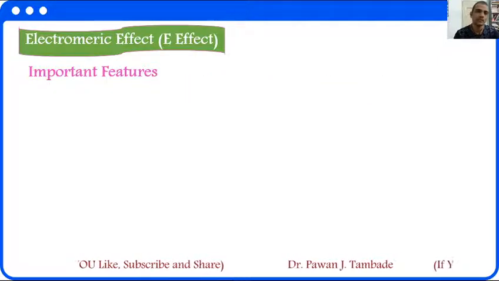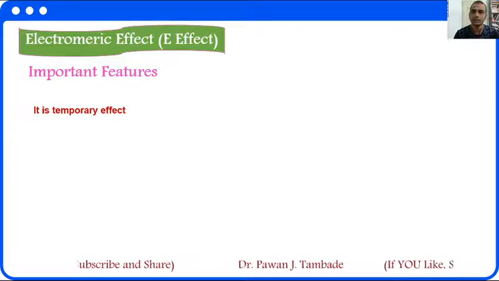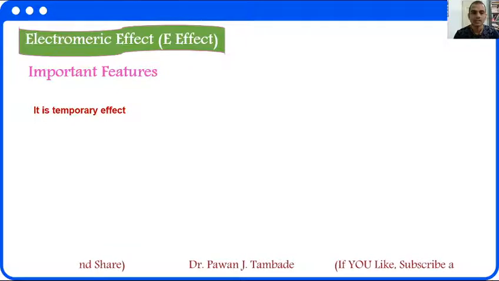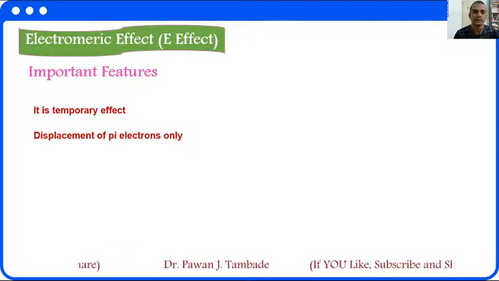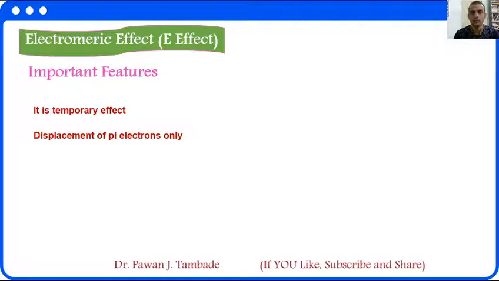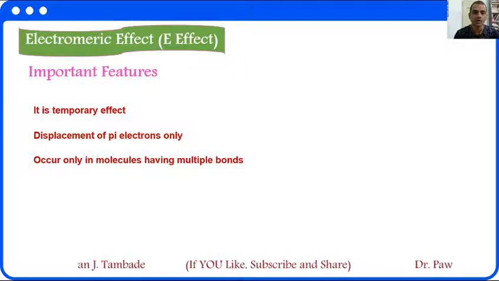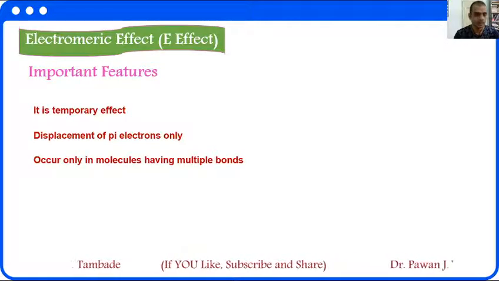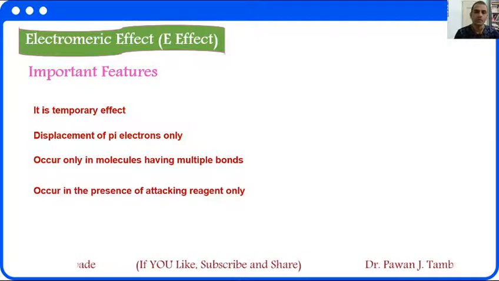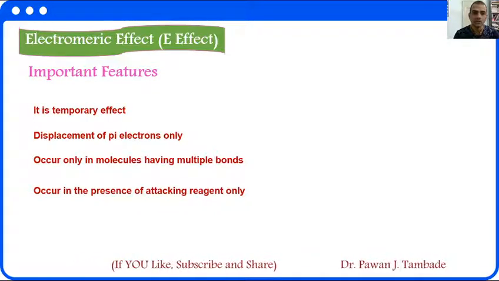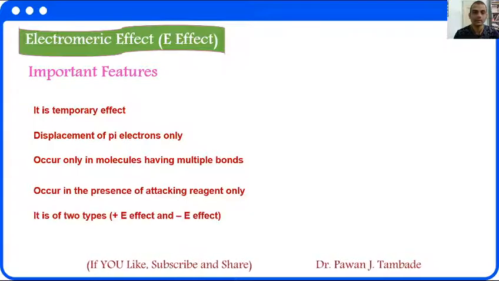Now we will see some important features of the electromeric effect or E effect. It is a temporary effect. If we remove the attacking reagent, you cannot see the electromeric effect. It shows only through pi electrons. If a molecule does not possess any pi electron, then we cannot encounter the electromeric effect in such molecules. It occurs only in molecules having a multiple bond. It occurs in the presence of an attacking reagent only, that is why it is temporary.